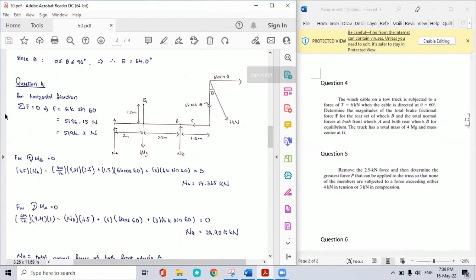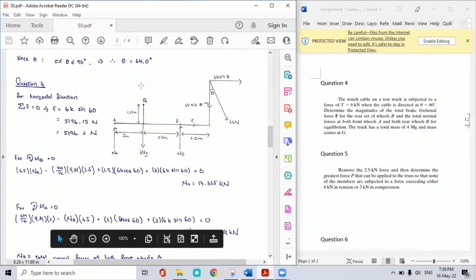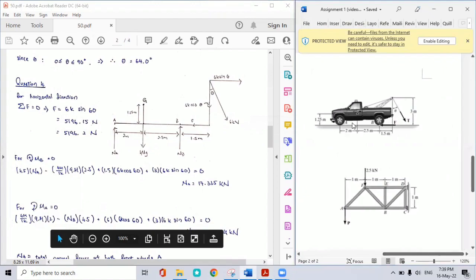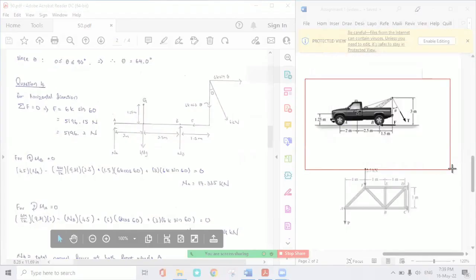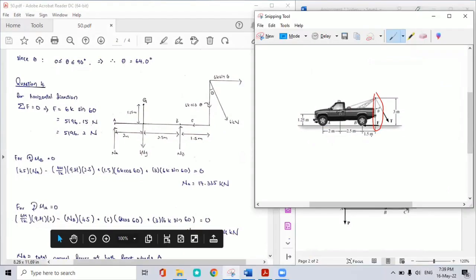The same thing, before we solve this question, we have to draw the free body diagram. By looking at this diagram, we know that the center of gravity has a height of 1.25 meters. So here's 1.25 meters. And from wheel A to the center point, we will have 2 meters. From the center point to wheel B, we have 2.5 meters. And from wheel B to this place, we have 1.5 meters.